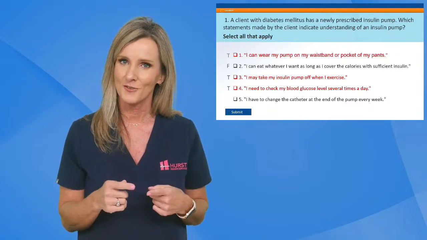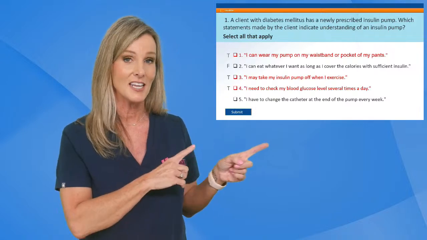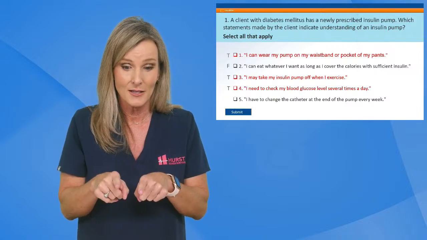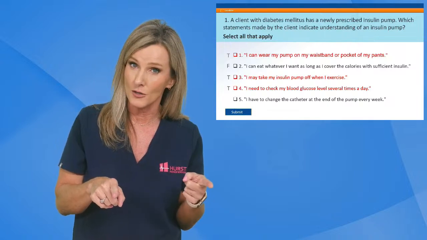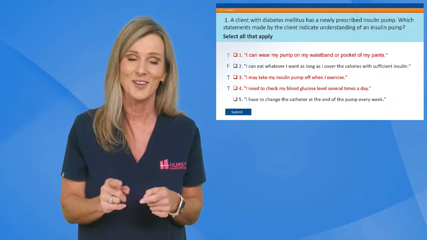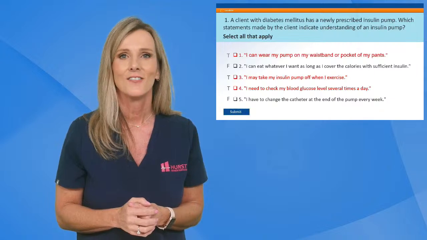So for future reference, when you get a question like this, if part of the answer is right, but part of the answer is wrong, don't pick it. So option number 5 is false.